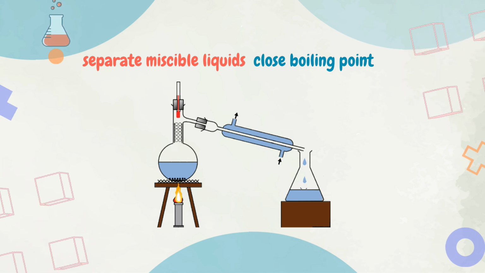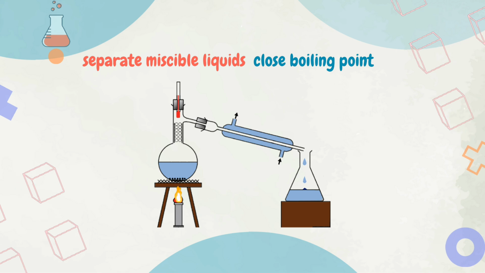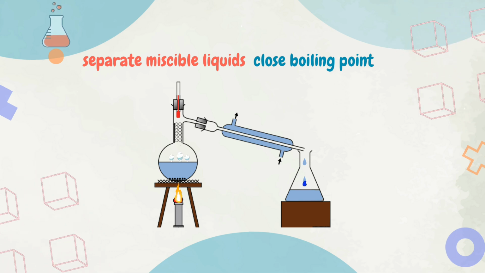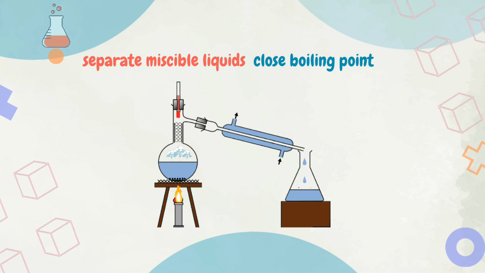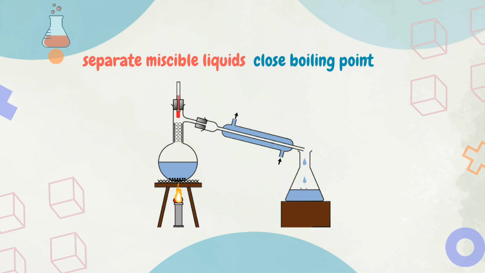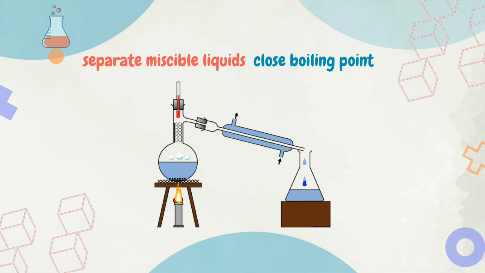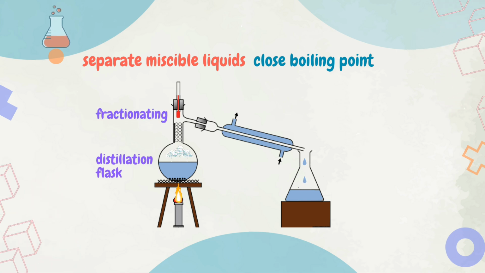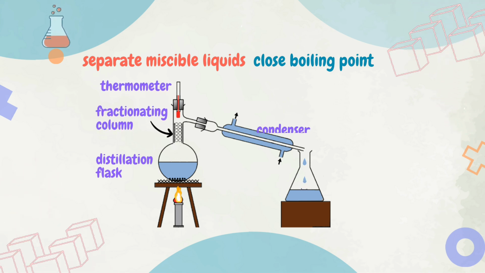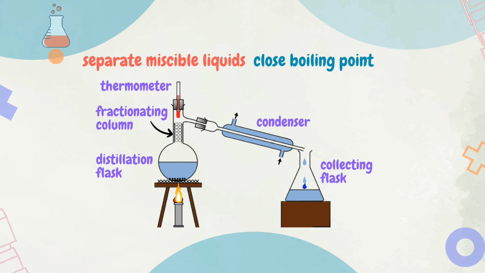This technique refines crude oil into valuable products like gasoline, diesel, and jet fuel. The process takes advantage of the different boiling points of hydrocarbons. In fractional distillation, the choice of apparatus is essential. The setup typically includes a distillation flask, a fractionating column, a thermometer, a condenser, and a collecting or receiving flask.